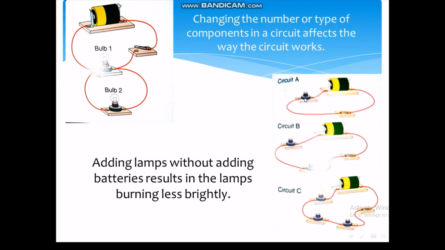Another example is these 3 circuits, A, B, and C. Circuit A has 1 lamp and 1 battery. Therefore, it's burning a lot brighter than circuits B and C. And at the same time, circuit C has 3 lamps and 1 battery. Therefore, it's burning less brightly than both circuits B and A.